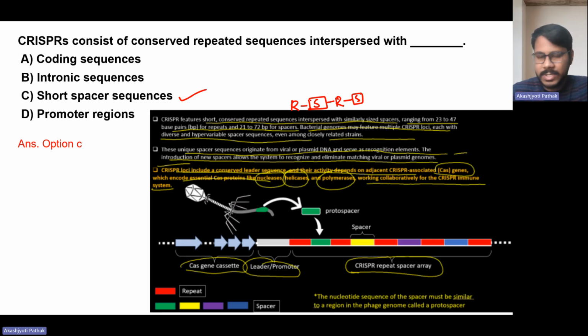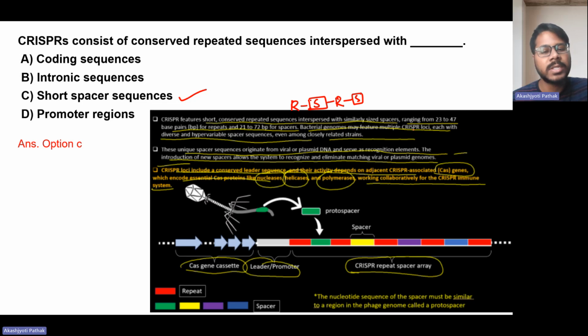Okay, so this concept was discussed in the lecture as well. These are short conserved repeated sequences interspersed with similarly sized spacers. The length of these repeat sequences ranges from 23 to 47 base pairs, and the spacer sequences range from 21 to 72 base pairs, where bacteria feature multiple CRISPR loci.